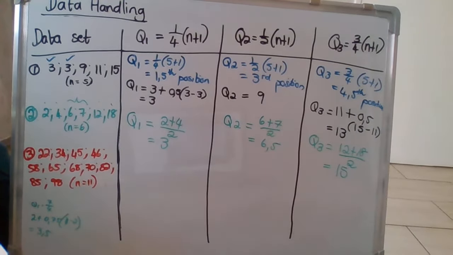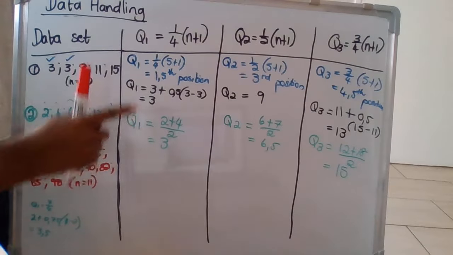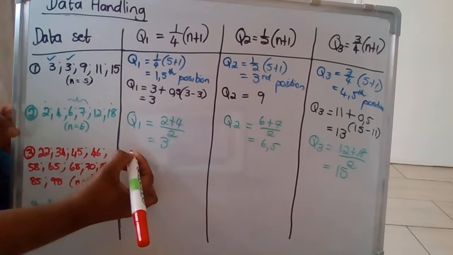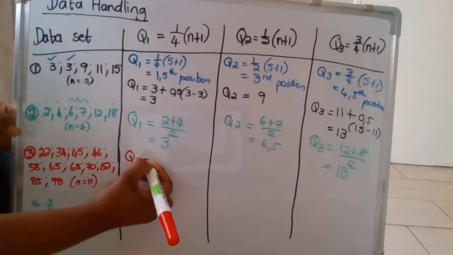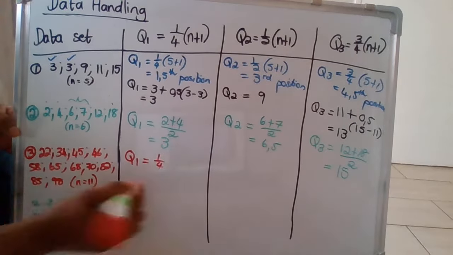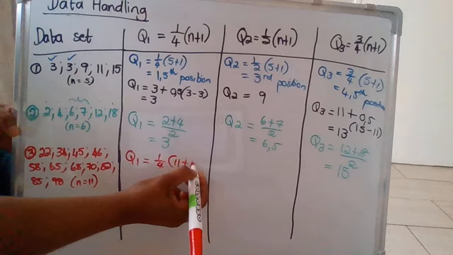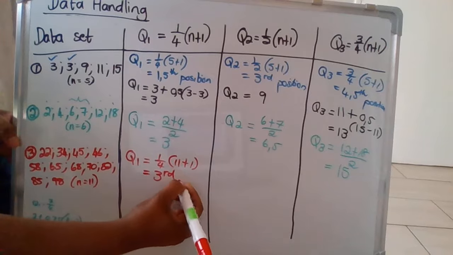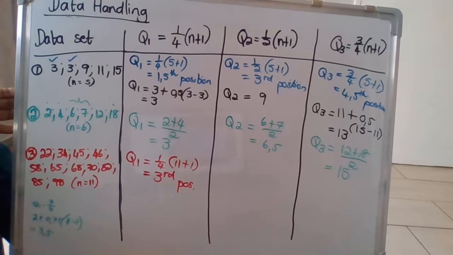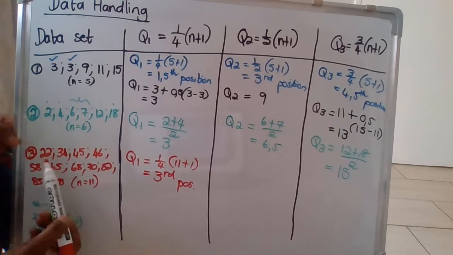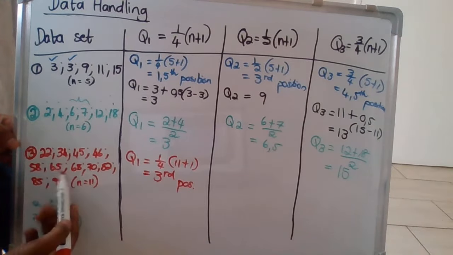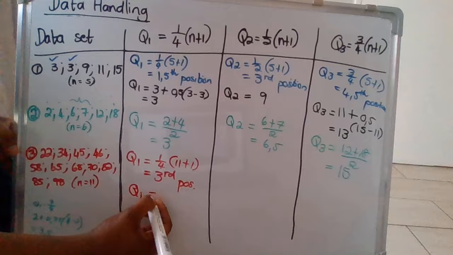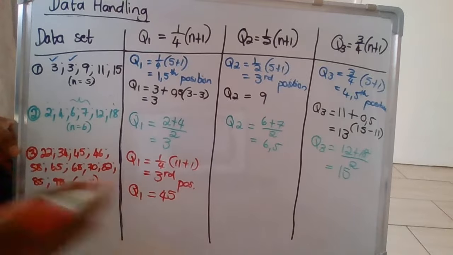So let's look at number 3. Number 3 will incorporate both methods, so that you can see. The first method that we did was we found the position. So Q1 is equal to 1 over 4 times 11 plus 1. So this tells me that my lower quartile lies in the third position. Since it lies in the third position, I count to the observation, the X value that's there. So it's 22, 1, 2, 3. So my Q1 is equal to 45.